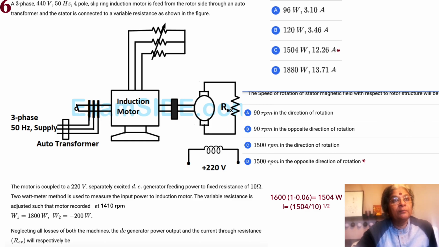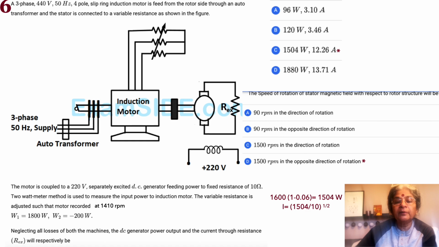Okay, and now the wattmeters record 1800 and minus 200 watts, which means that the power input to the induction motor is 1800 minus 200, or 1600 watts. Neglecting all losses, so everything can be removed, the DC generator power output. We realize that the stator gets all of 1600 watts, and then the gross power output is going to be 1 minus S. So 1600 into 1 minus 0.06 gives you 1504 watts as the output.